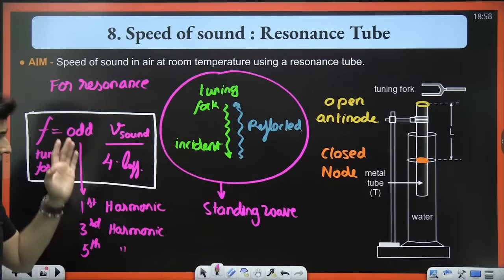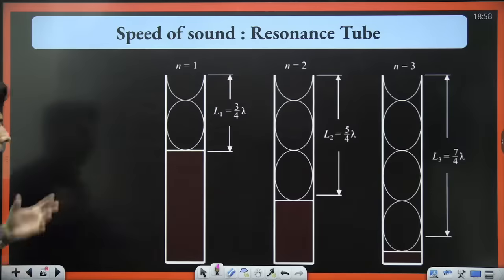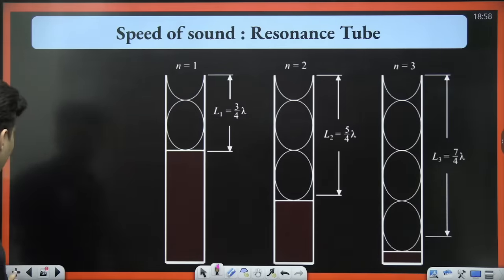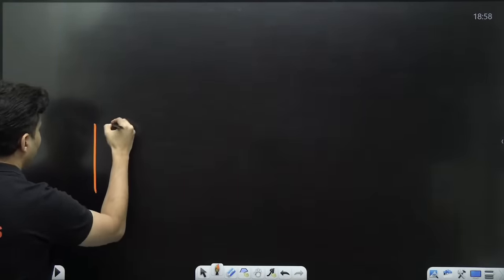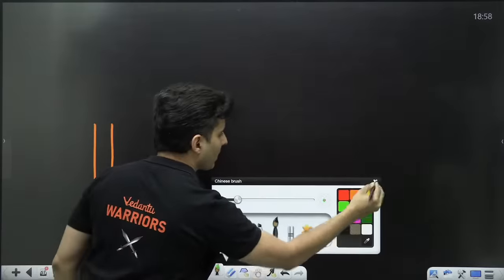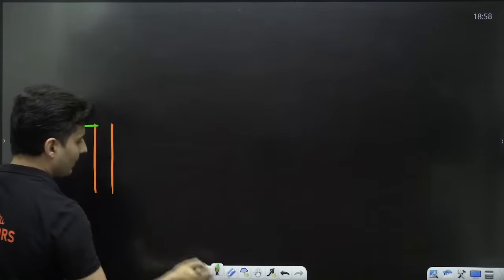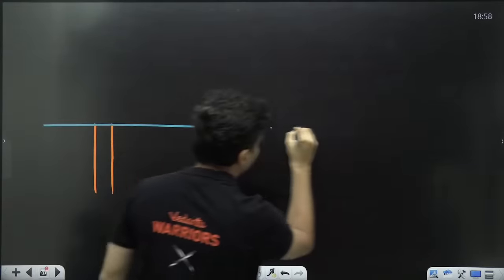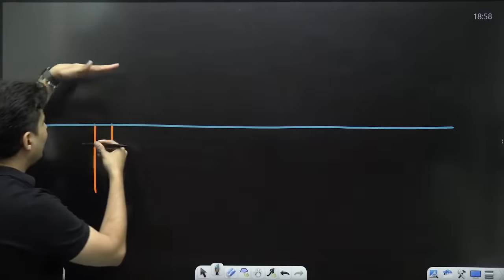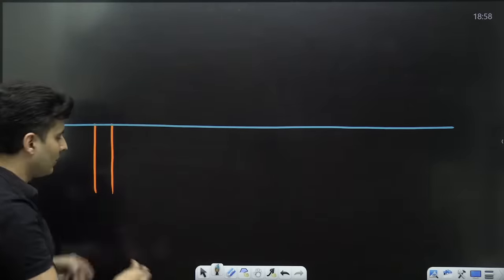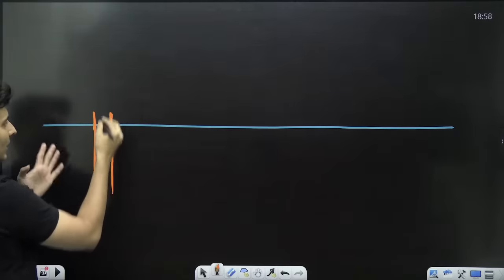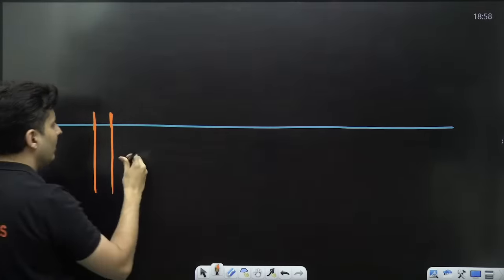Keep that in mind. Now understand how this works. I'm going to draw it for you rather than showing you ready-made diagrams. When the pipe is completely immersed in the liquid, let me show the liquid level like this. You hit the tuning fork, you will not hear anything, there will be no resonance. So you slowly take out that pipe out of the water. You might not hear resonance.